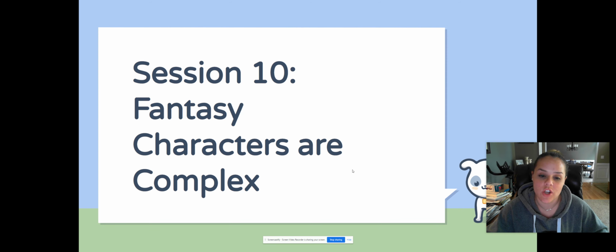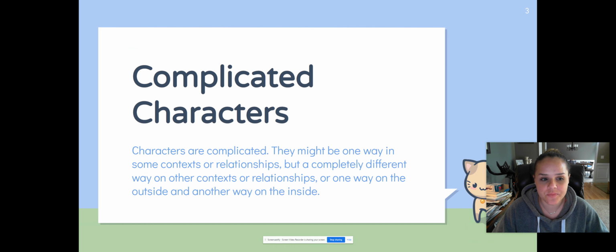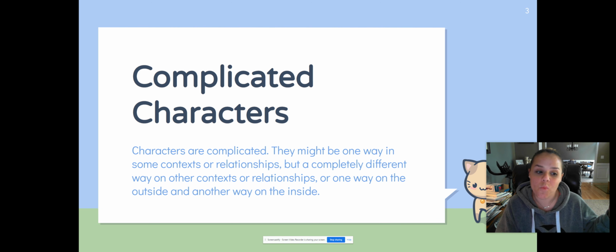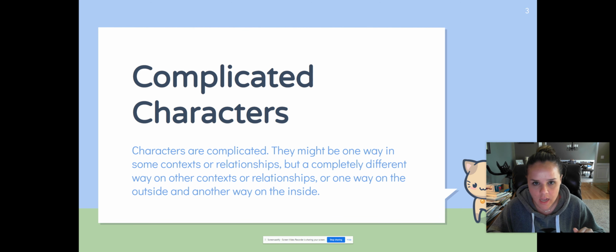All right, so session 10, we're going to talk about fantasy characters and how complex they are. I want to teach you that as the books we read become more complex, not really difficult, I don't want to use that word, but just more interesting, they're going to have different plot lines, and the characters are also going to be more complicated and more interesting. Complicated characters are just what they are. They're complicated. They might be one way in some contexts or relationships and a completely different way in other contexts or relationships. Or they could be one way on the outside, like someone can look really snobby, and on the inside, they can be really kind-hearted.